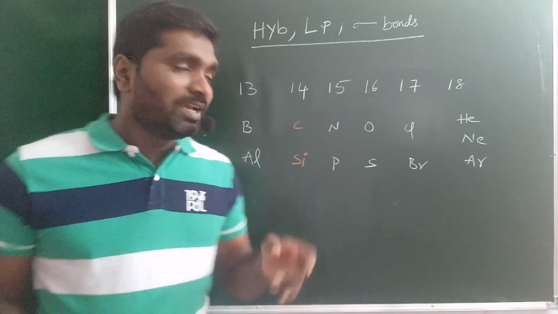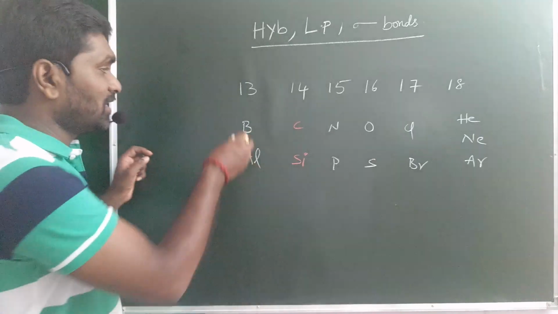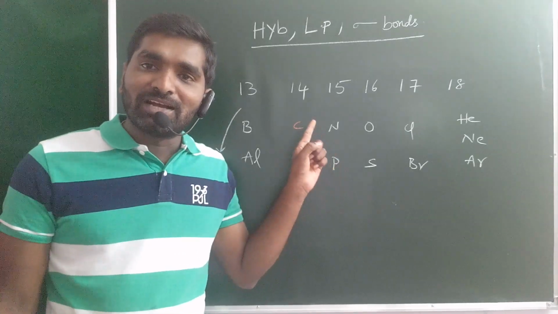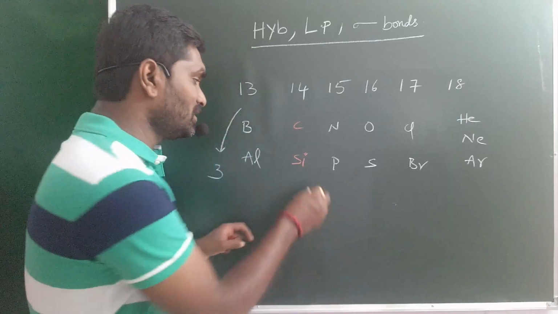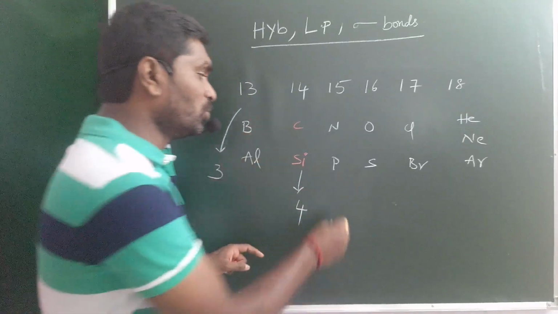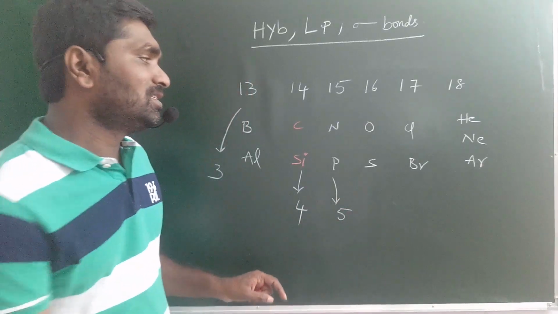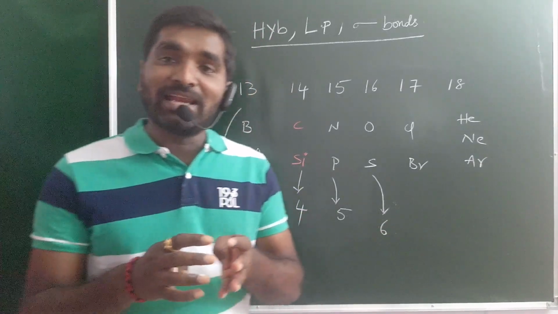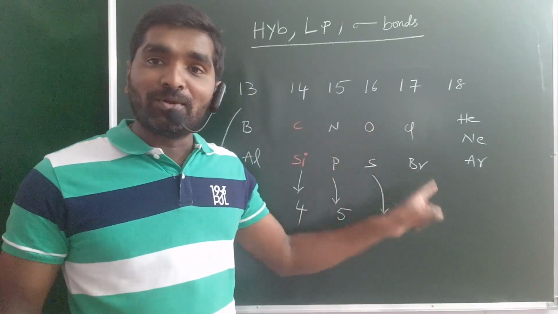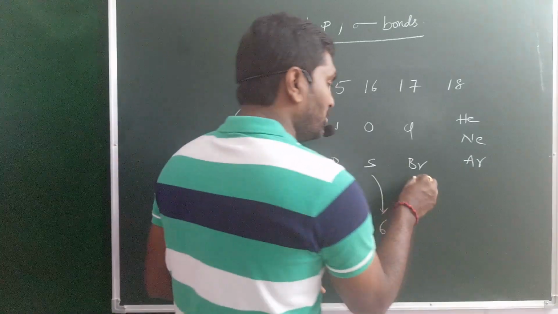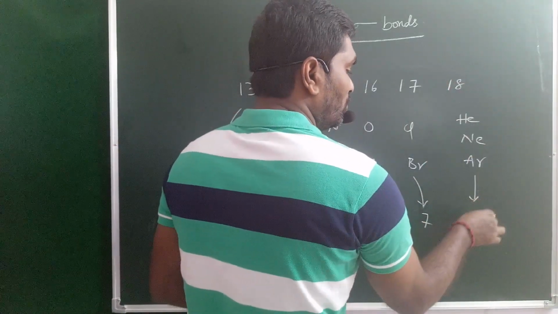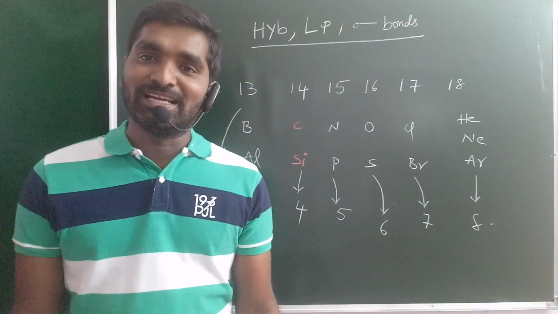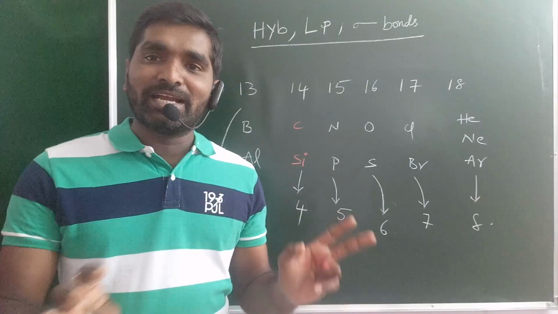What about the valency? In the 13th group, the number of valence electrons is 3. In the 14th group, the carbon family, it is 4. In the 15th group, it is 5. In the 16th group, the oxygen family, the number of valence electrons is 6. In the 17th group, the halogen family, it is 7. In the 18th group, the number of valence electrons is 8. Is it clear? So this data is required.